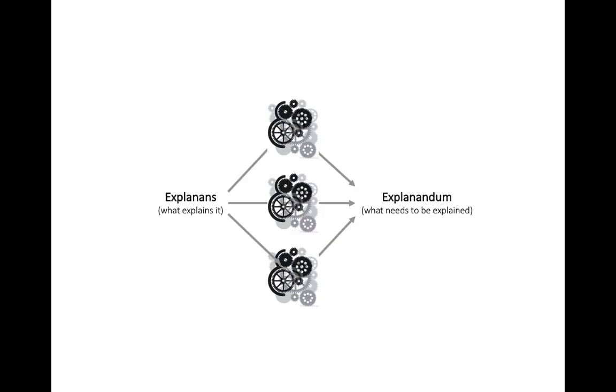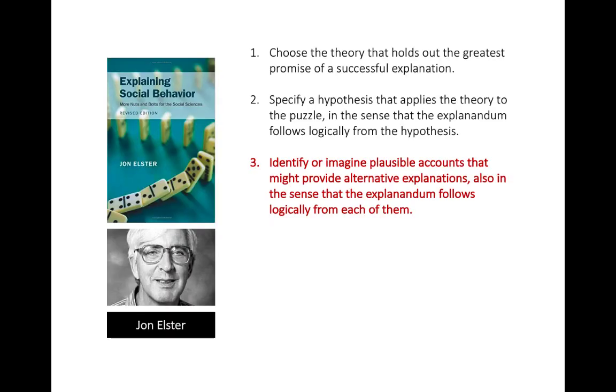So how do we now distinguish these from each other? Well, let's move to the third step that Jon Elster proposes. He says we should identify or imagine plausible accounts that might provide alternative explanations, also in the sense that the explanandum follows logically from each of them. Yeah? So you need to come up with the best possible second explanation, right? Because when you can credibly knock that out, your argument for your best possible explanation becomes even stronger. So you come up with alternatives, and that's what I meant earlier.